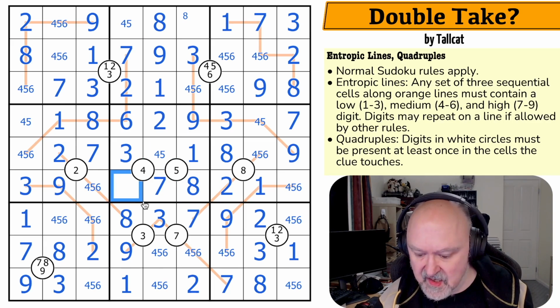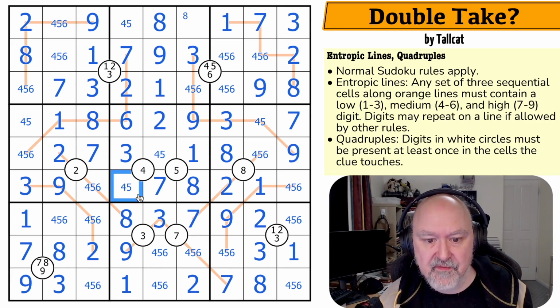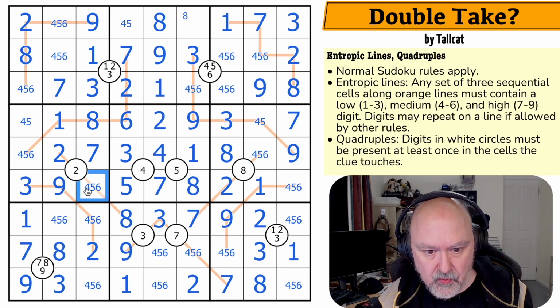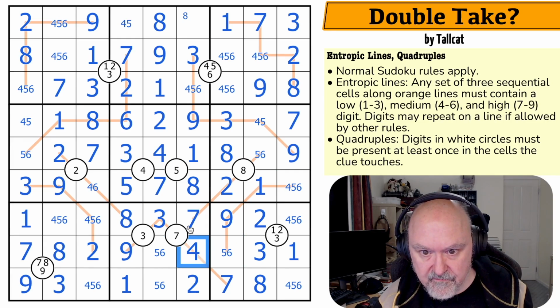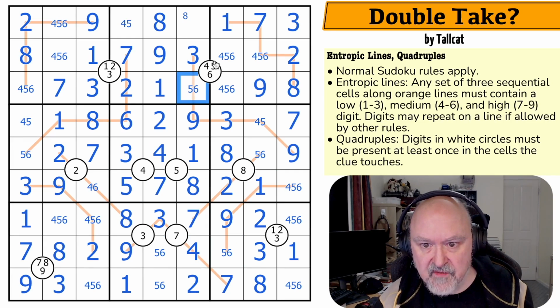Much easier to see. This is a 4 or a 5, and it can't be a 5. That's the 5, that's the 4. Taking 5 out of there, taking 4 out of both of those. Takes 4 out of those, making that the 4, taking 4 out of there. 4 looks up, taking 4 out of there. 4 has to be in one of those 2, so 4 is not there.